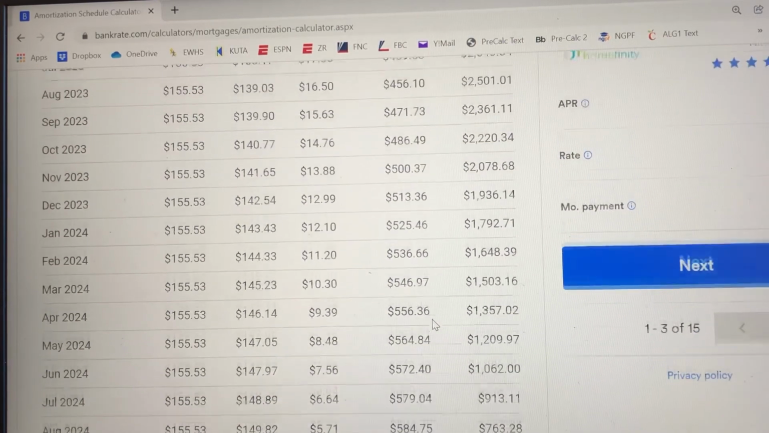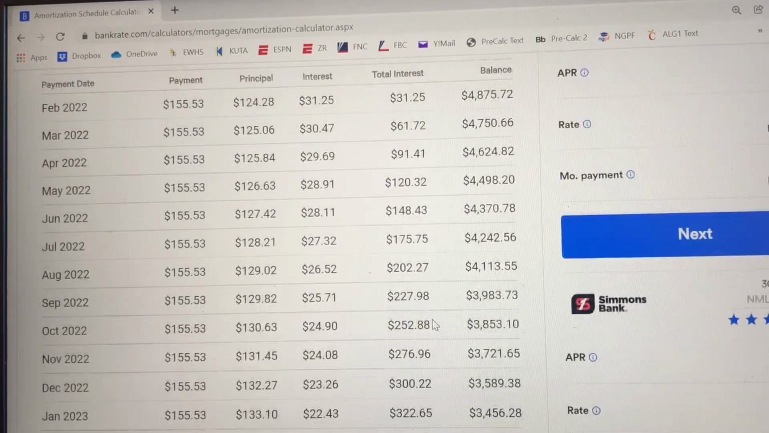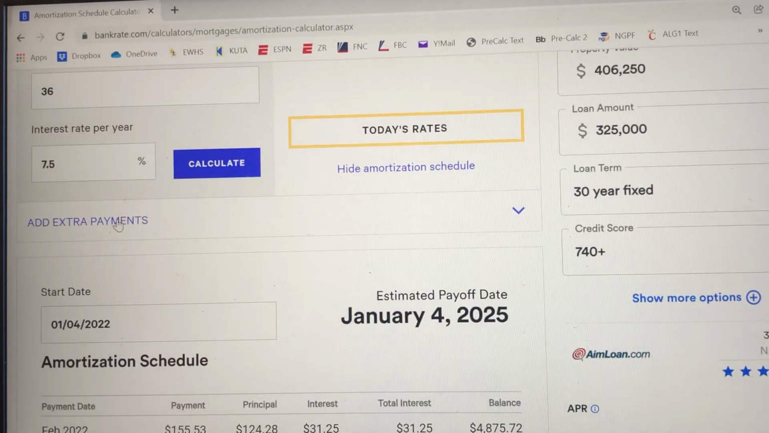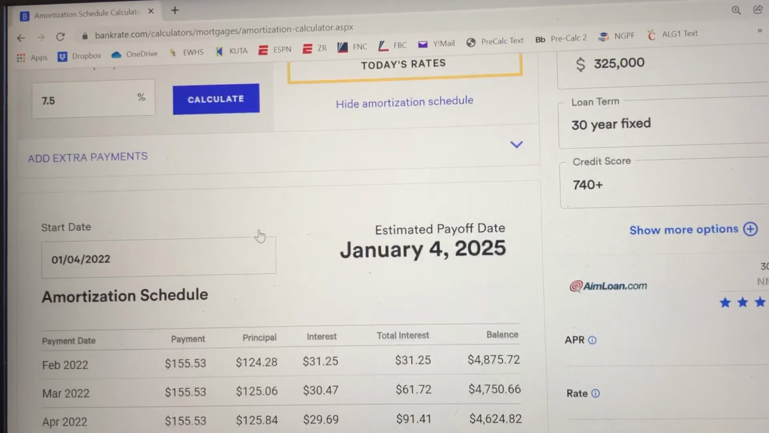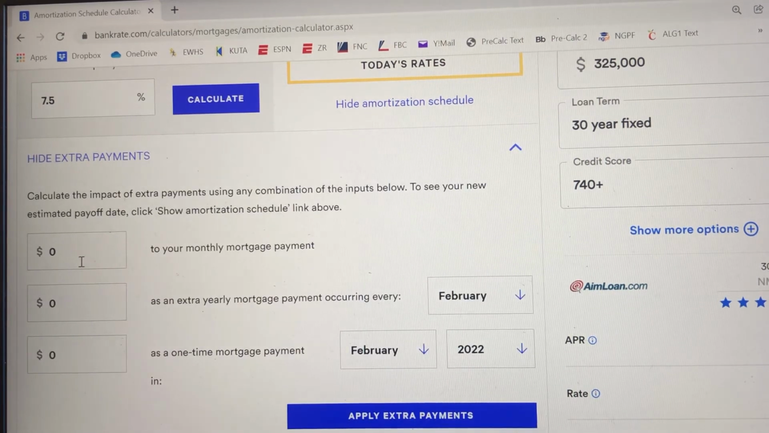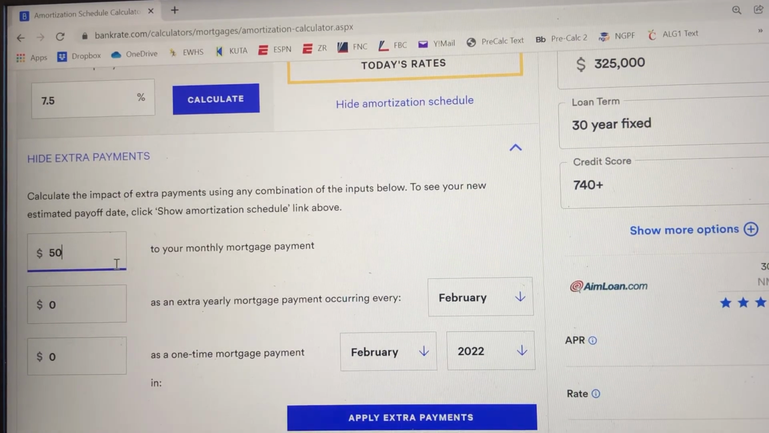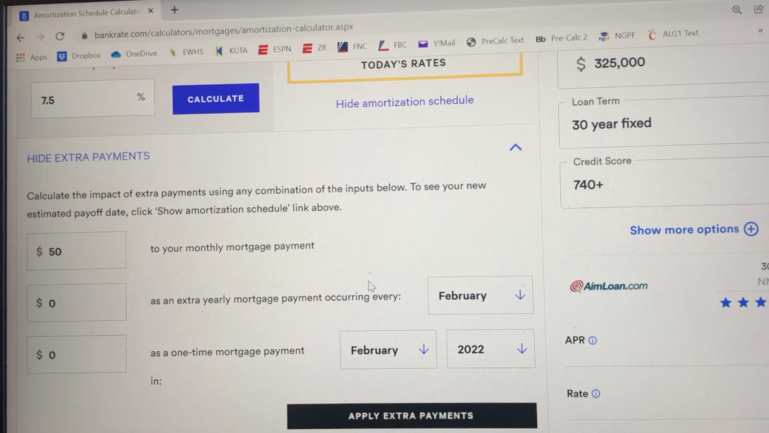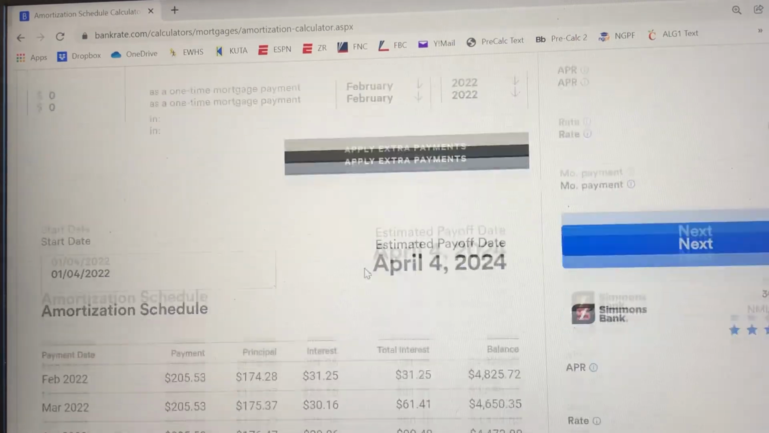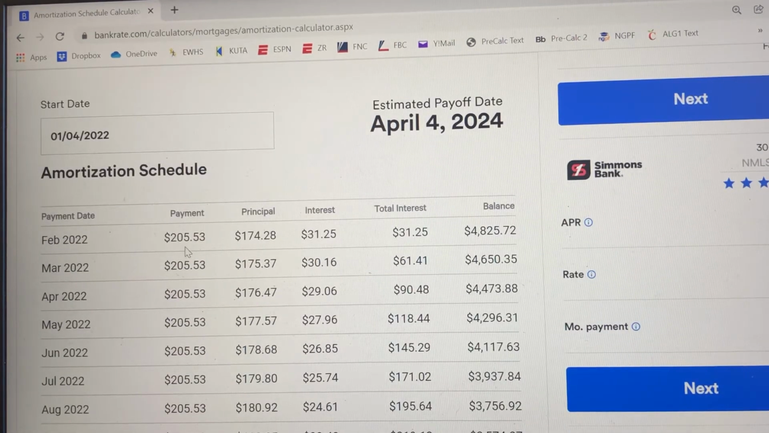Now, there are ways to decrease the amount of interest you pay. We're scrolling back up here. Add extra payments. So let's say, you like nice round numbers, so let's say we want to add another $25, or let's say another $50, on each payment. So let's add $50 to each payment because we want to decrease the amount of interest paid. Again, notice it says mortgage, but that works for car loans as well. So we're going to apply those payments, and you'll see that your payment is now $205.53 each month.